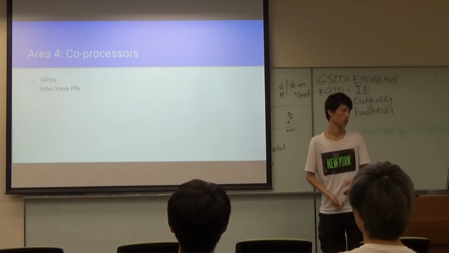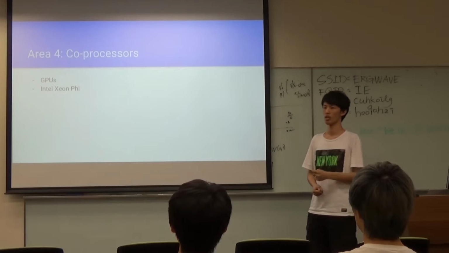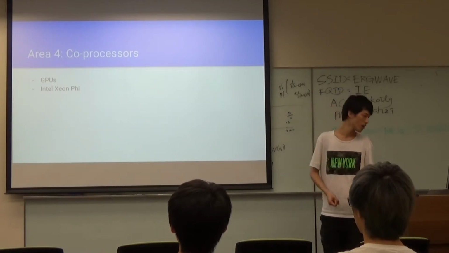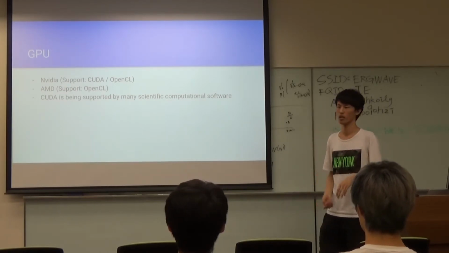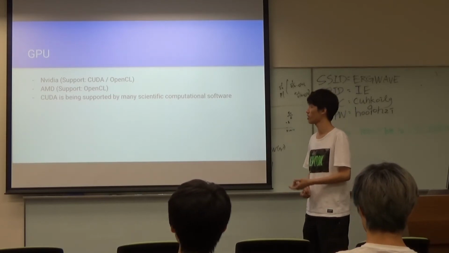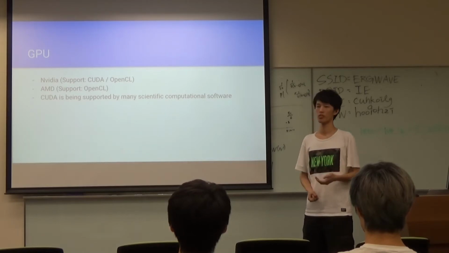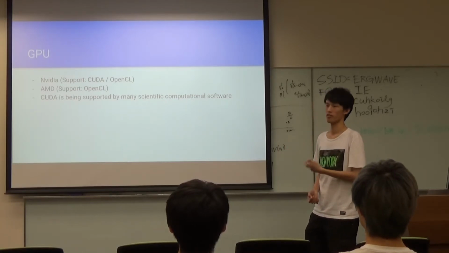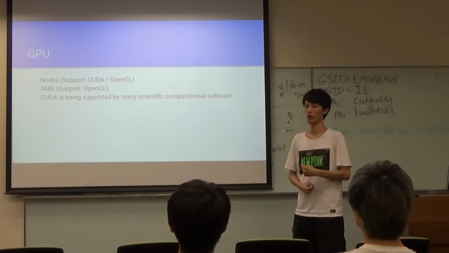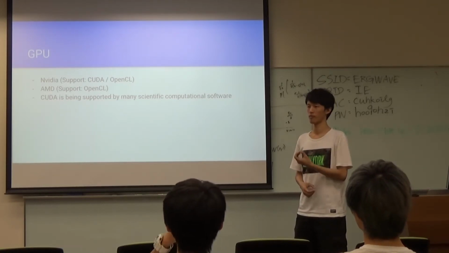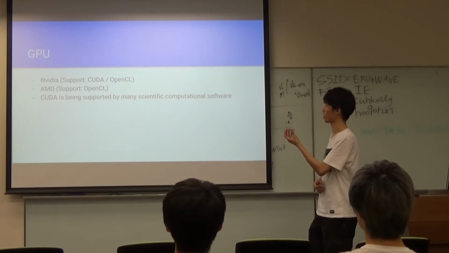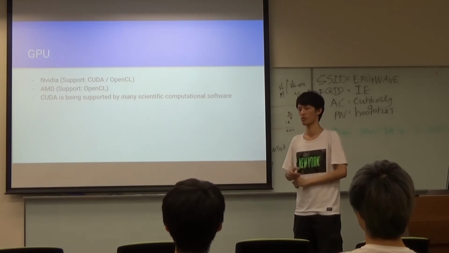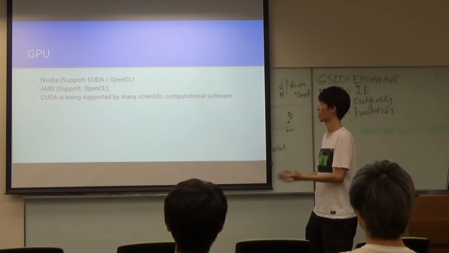So next will be co-processors. In terms of co-processors in HPC, we mainly cover GPUs and also Intel Xeon Phi. For GPUs, there are quite a number of brands, or you can say vendors, on the market. The first one is NVIDIA, which supports CUDA and also OpenCL. OpenCL is the latest language announced by some of the tech hardware companies, who would like to have a common language for people to write in, so that the executables can be run on different kinds of hardware, such as GPUs, CPUs, or other kinds of hardware.